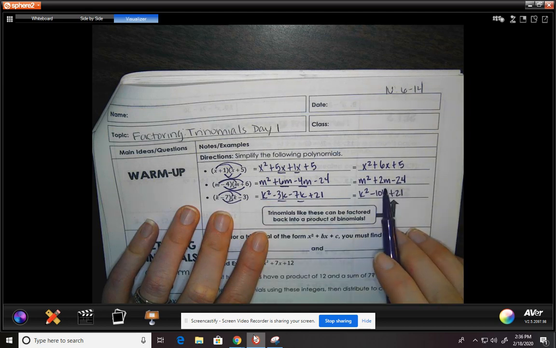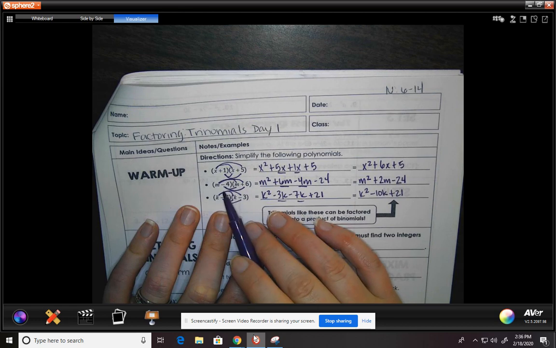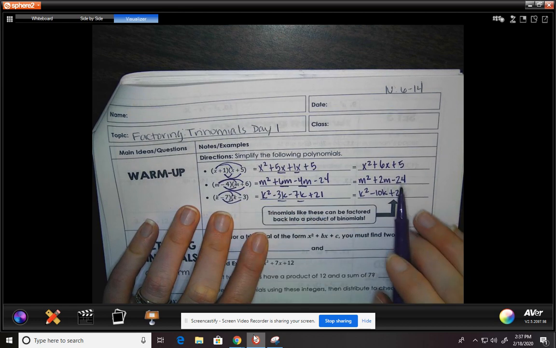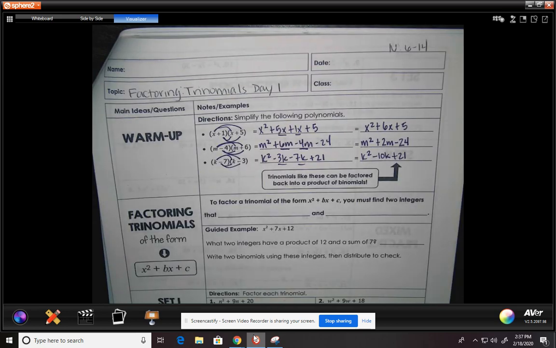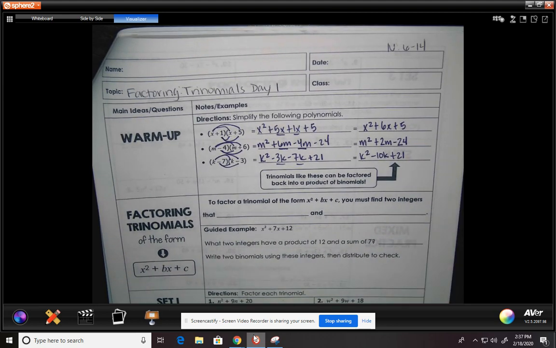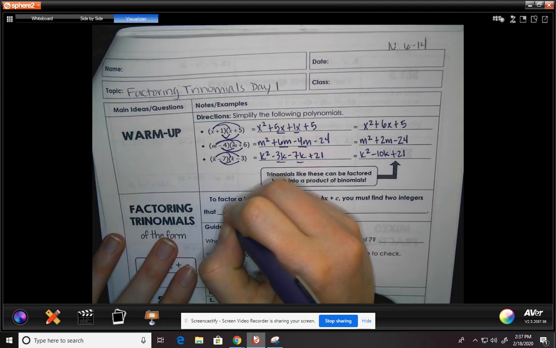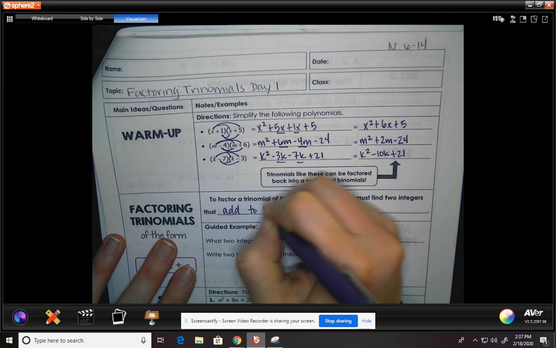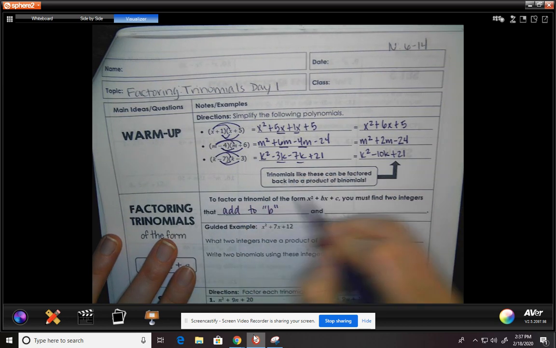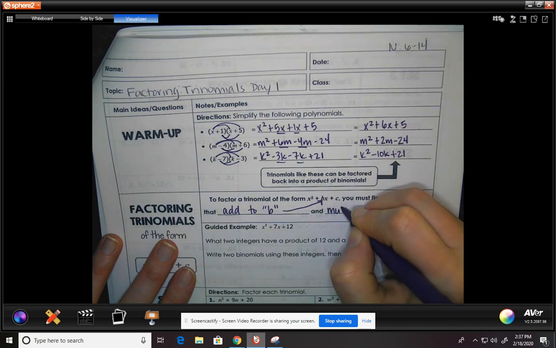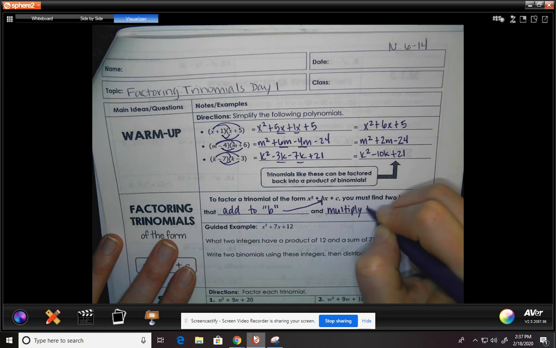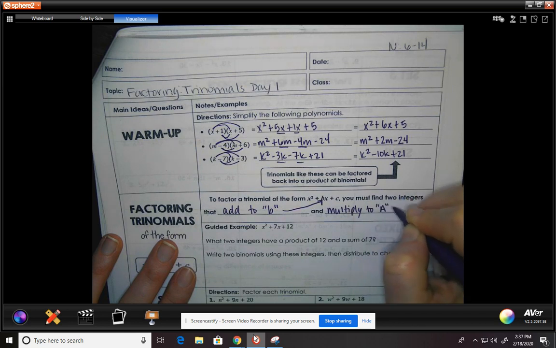Now, these trinomials can be factored back into these binomials. We're going to go from this to this today. To factor a trinomial in the form of x squared plus bx plus c, just like these, you must find 2 integers that add to b, the middle term, and multiply to a times c.